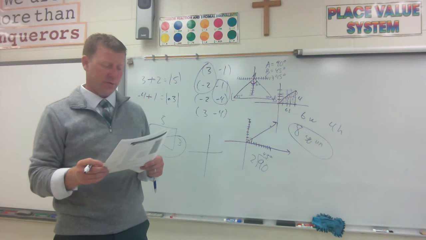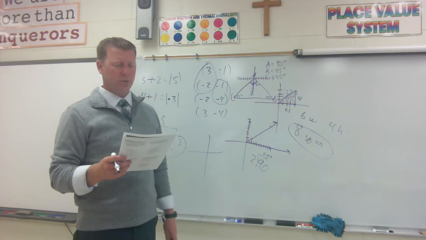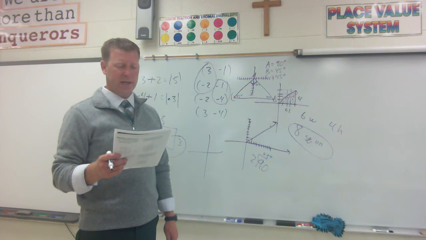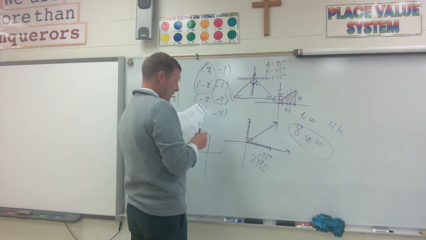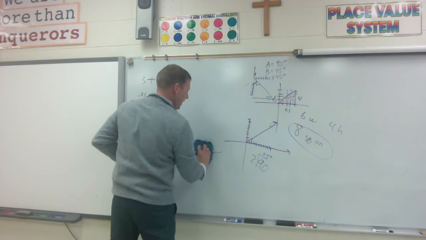All right, to the last page. Number 8, it says, Shay wrote these directions for a dot-to-dot drawing. To complete the drawing, draw segments from point to point in the order they are given. Okay, one second as I erase this one last time so that we can do number 8. As you're going to number 8, guys, it says number 9 and number 10 are optional.